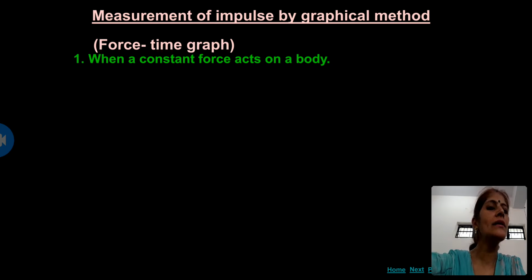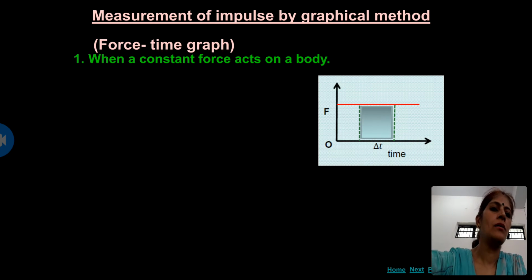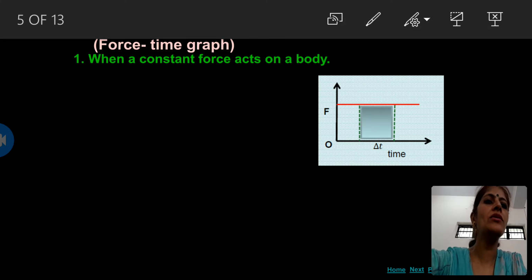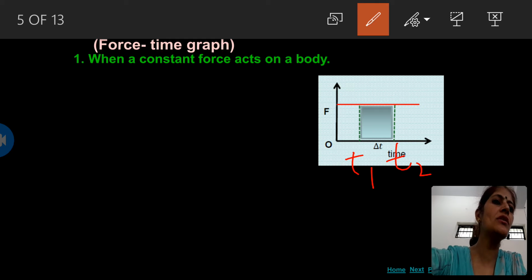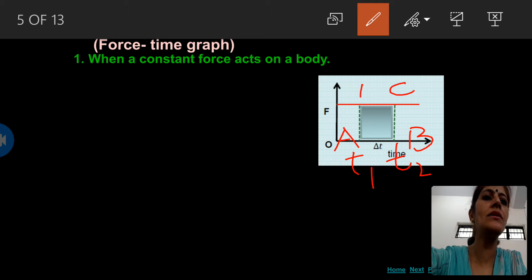First of all, let us take that the force applied is a constant force. The graph between force and time is as shown here. The red line shows that a constant force is applied. Suppose the time interval is from time t1 to t2. Let us mark this shaded region, which is in the form of a square or rectangle. Say its vertices are marked as A, B, C, D.